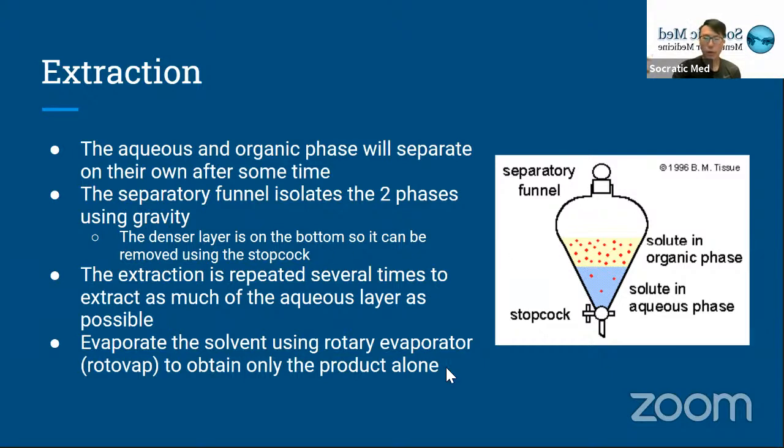After you're done extracting as much of the product as you can, you evaporate the excess solvent using a rotary evaporator, also known as a rotovap, to obtain the product alone. Because you use the solvent to extract the product, the solvent will be mixed in with the product that you extracted. So you use a rotovap to evaporate the solvent, and you will only have the product at the end. The picture on the right is just a depiction of that extraction method.